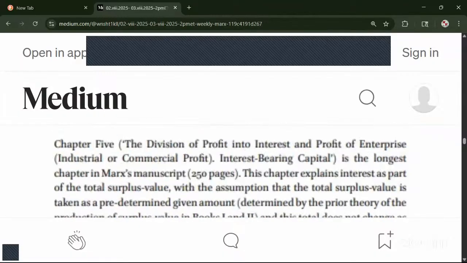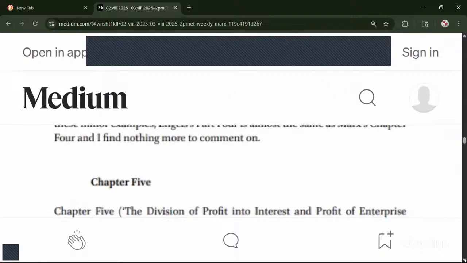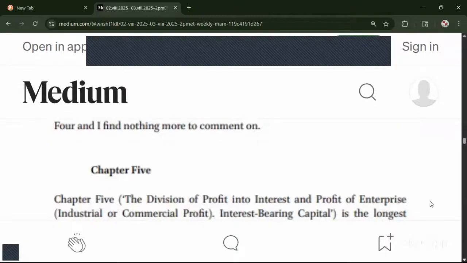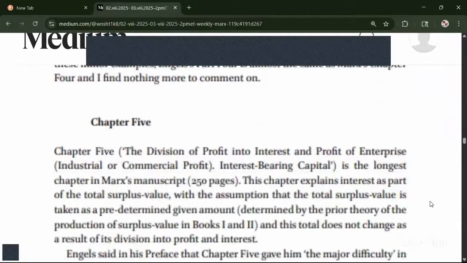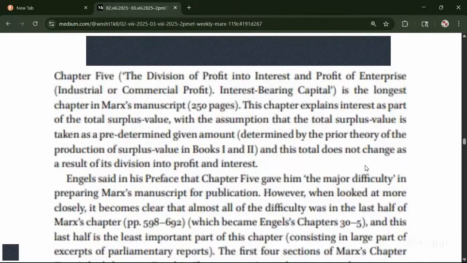Chapter 5, the division of profit into interest and profit of enterprise, industrial or commercial profit, interest-bearing capital, is the longest chapter in Marx's manuscript, 250 pages. This chapter explains interest as part of the total surplus value, with the assumption that the total surplus value is taken as a predetermined given amount, determined by the prior theory of the production of surplus value in Volumes 1 and 2, and this total does not change as a result of its division into profit and interest.